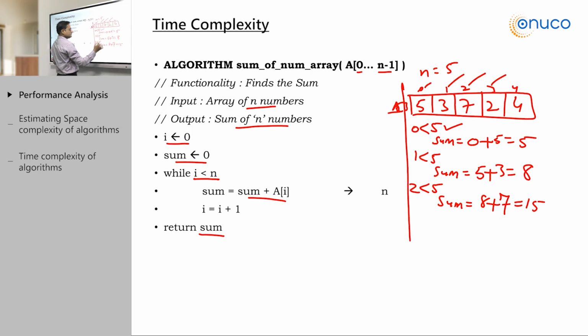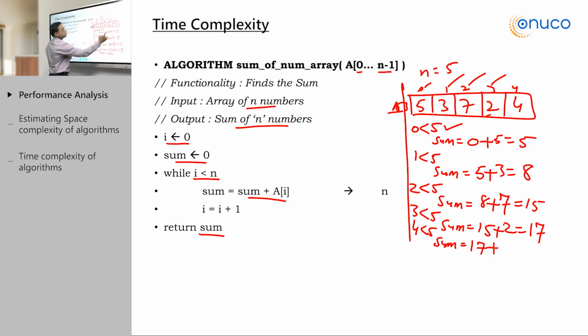So the i pointer increases. Now it is 3. Is 3 less than 5? Yes. Then you are going to do sum is equal to sum plus a of i: 15 plus a of 3, which is 2, so it is 17. Similarly, i increases, i becomes 4. So you write, 4 is less than 5? Yes. Then sum is equal to sum plus a of 4: what is the sum value? 17 plus a of 4, which is 4, is 21. i increases, i becomes 5.